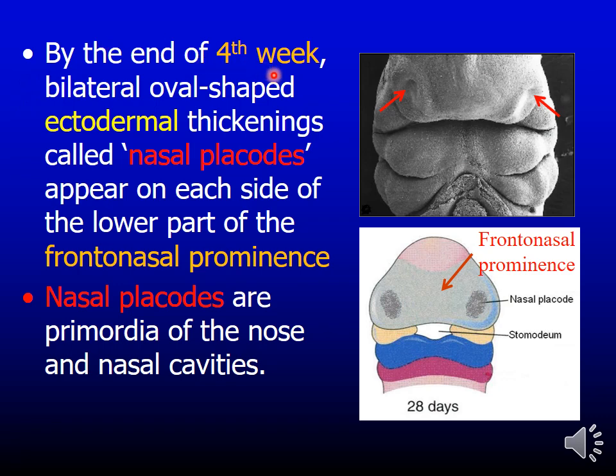By the end of the 4th week, bilateral oval-shaped ectodermal thickenings called the nasal placodes appear on each side of the lower part of the frontonasal prominence. These nasal placodes are the primordia of the nose and nasal cavities.